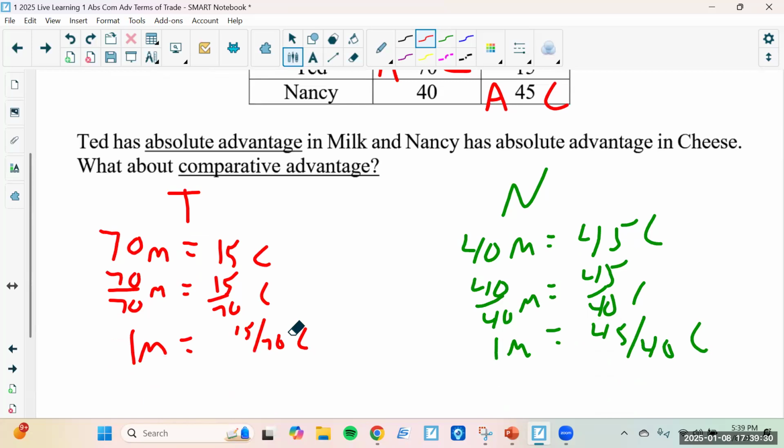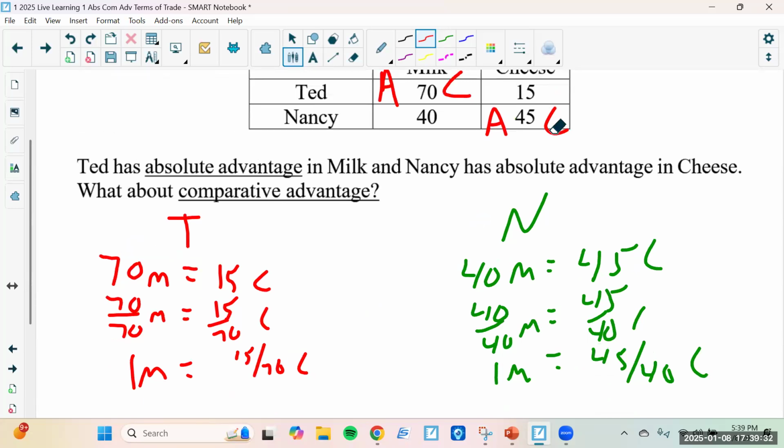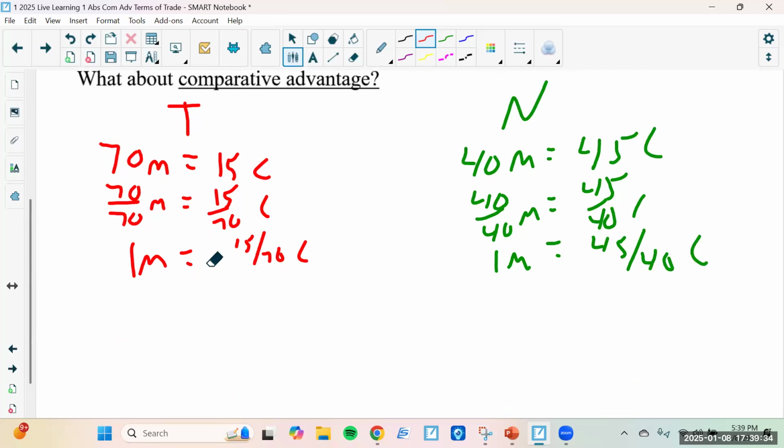Now, what if I asked who has it for cheese? Just real quick, if they do this, because it's a multiple choice question with 5 choices, A and B might be in terms of 1 milk, and C and D might be in terms of 1 cheese.